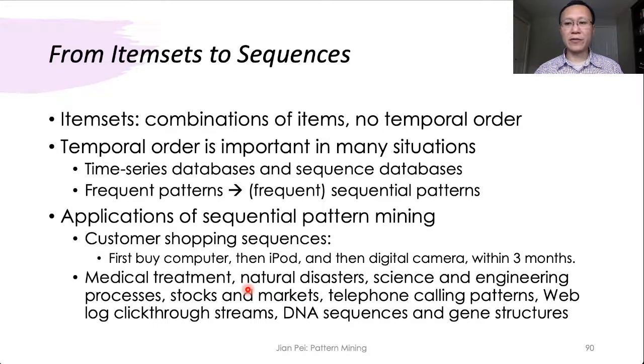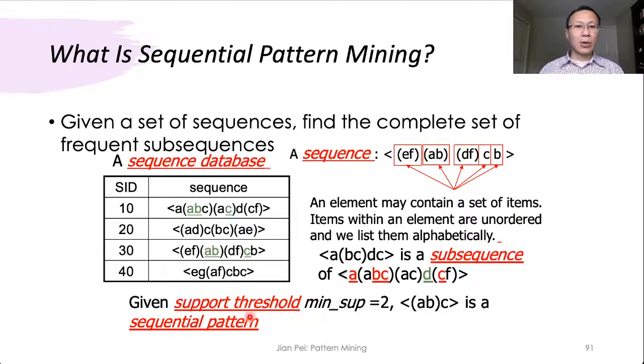There are also telephone calling patterns, network performance patterns, weblog click-through streams, DNA sequences, and gene structures. The list of applications of sequential patterns can go on and on. Therefore, sequential pattern mining is one of the major data mining tasks that people like to use. What is a sequential pattern?